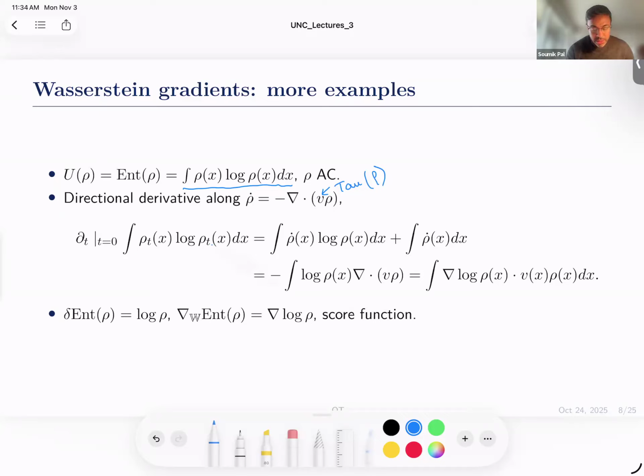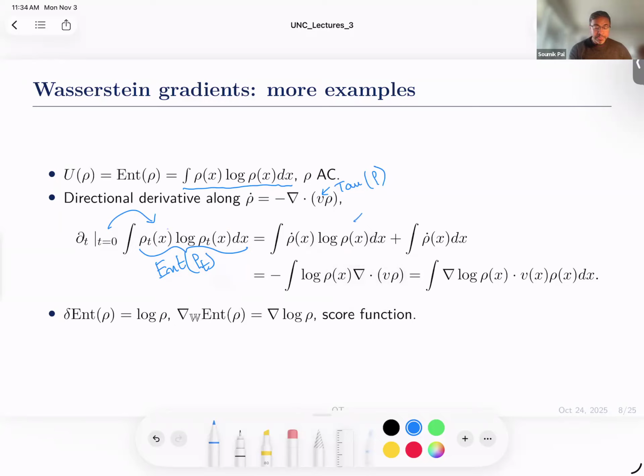So I have the integral of rho_t(x) log rho_t(x) dx. This is my entropy function, entropy of rho_t. And I take a time derivative at 0. Now, when I take this derivative inside this integral, I can apply my multiplication rule. In the first step, I would get rho dot, because this is the time derivative of rho_t at 0. The other one remains the same, log rho, at time t equals 0.